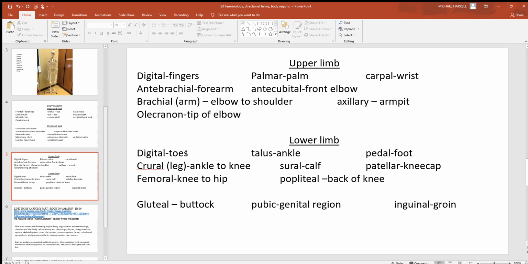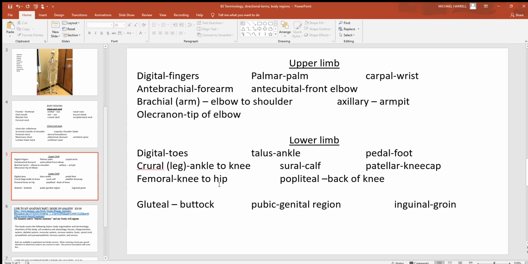Lower limb, again, go down to the toes. You got digits or digital region, just like you had with fingers, no different. Talus for the ankle, pedal for foot, crural for leg. Now again, a lot of people want to call their lower limb a leg. Not anymore. Leg or crural regions, just part of the lower limb. If you want to say the region from your ankle to your knee or knee to ankle, either way, that's fine. Sural for your calf region, patellar for your kneecap, that's the patella bone there.